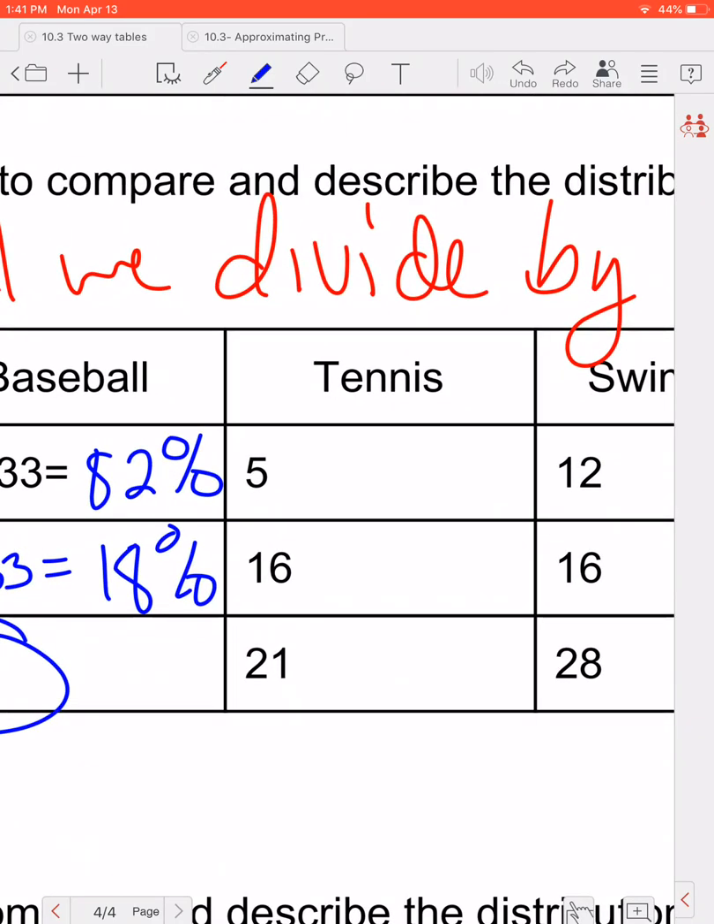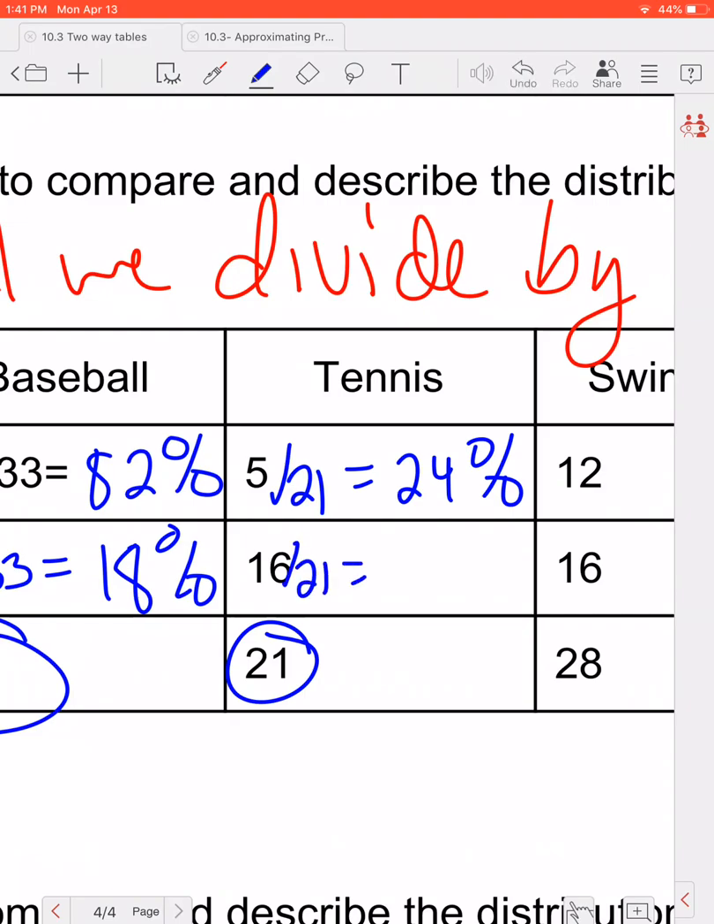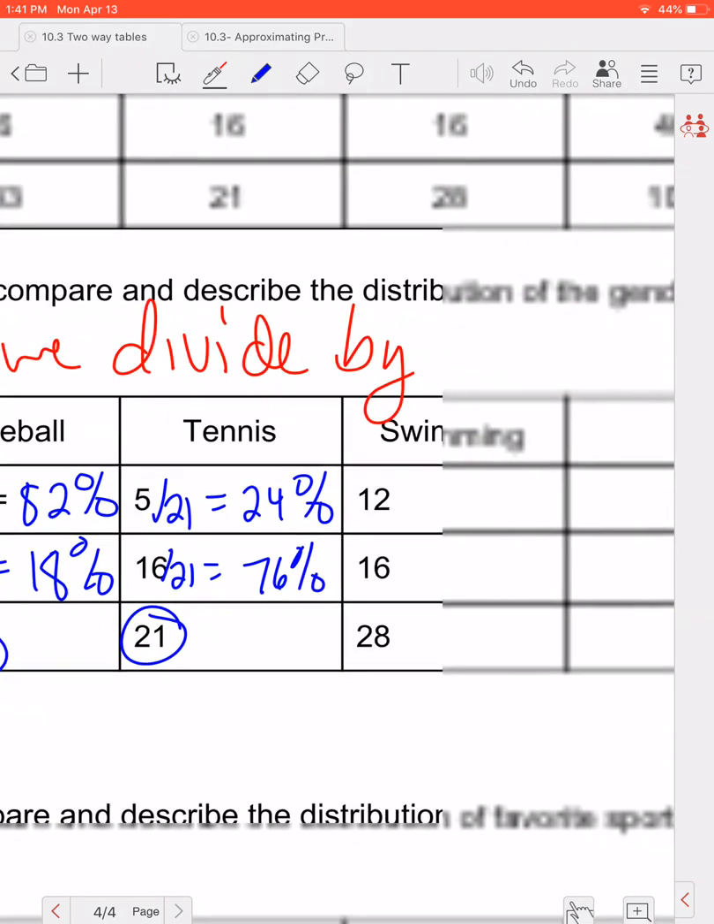Tennis, let's try tennis. So we're going to divide by 21. Again, I'm looking at that total. 5 divided by 21 is about 24%. And 16 divided by 21 is 76%. And again, I actually don't even have to divide this one because I know these two percentages have to add up to 100.